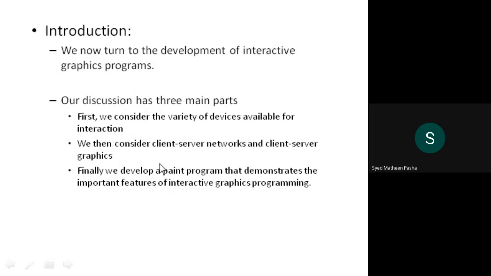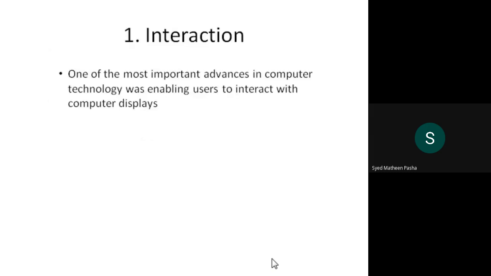Then we'll see client server networks as well as client server graphics. First we'll study how a client server network works, and then we'll move on to the graphics client server, that is, how a graphics client server works. And then we'll finally develop a program that demonstrates the important features of interactive graphics programming. Finally, once we study this, we'll see how the program works, how the program demonstrates the respective features of such graphics programming.